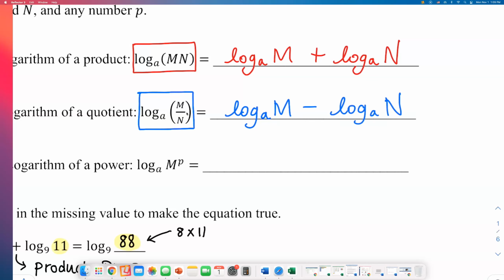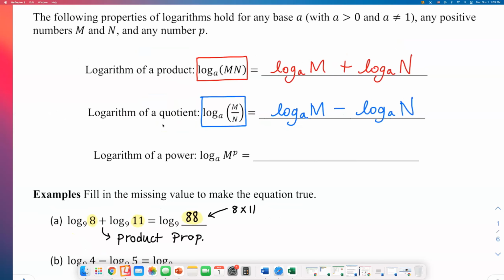We'll see that whenever a term is in the bottom of the fraction, when you separate it out, it's going to have a minus sign in front of it. But m is on top of the fraction. That's why the log expression with m does not have a minus in front of it. This one is positive.